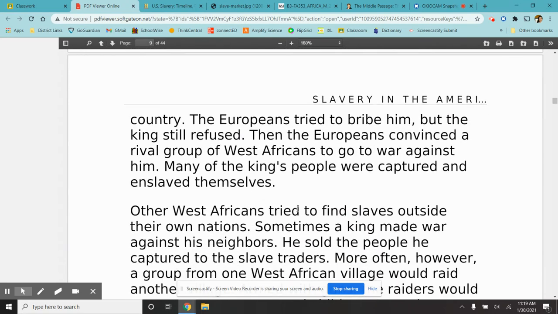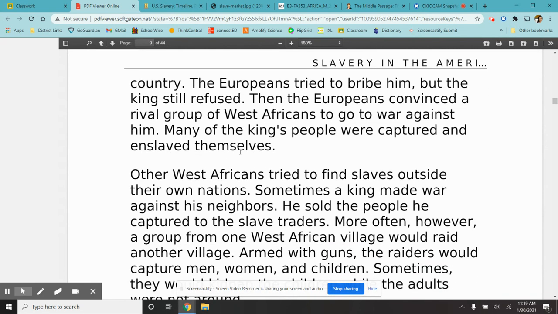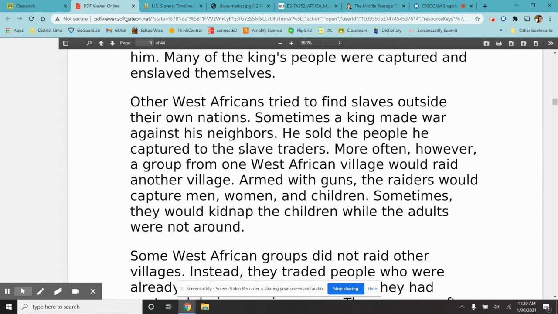Other West Africans tried to find slaves outside their nations. Sometimes a king made war against his neighbors. He sold the people he captured to the slave traders, kind of like in this example from the previous paragraph. More often, however, a group of one West African village would raid another village. Armed with guns, the raiders would capture men, women, and children. Sometimes they would kidnap the children while the adults were not around.